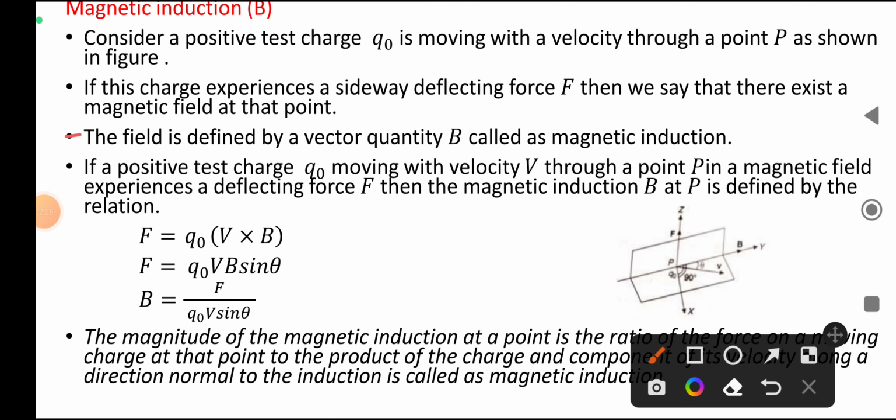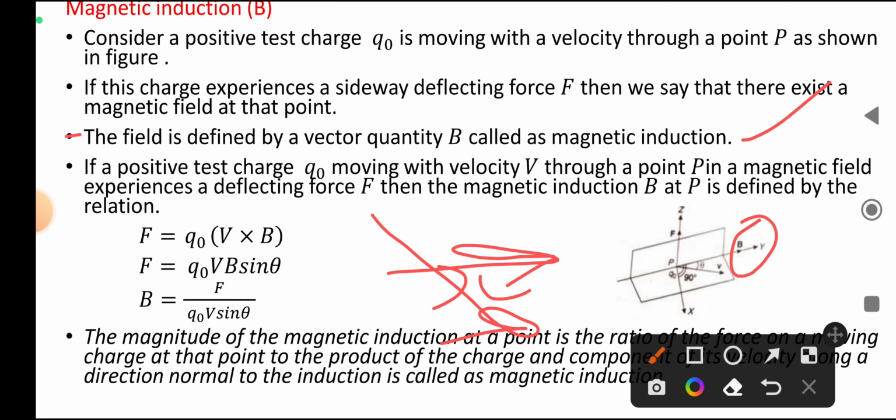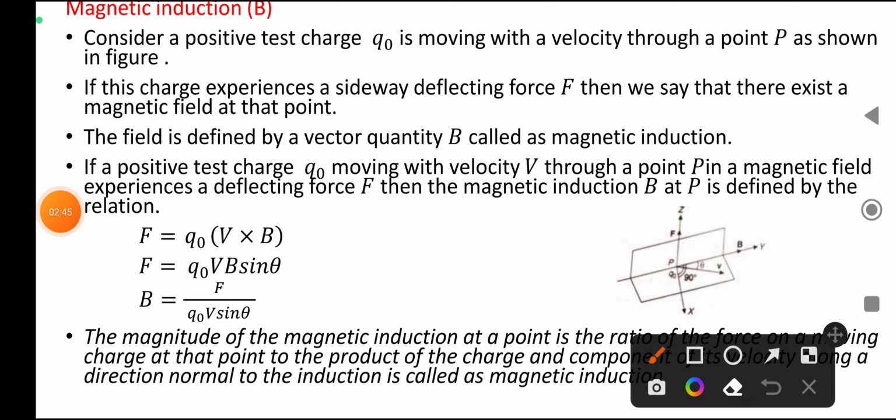Next, the field is defined by a vector quantity B called magnetic induction. Here, along the y direction is B, so the field direction is like this. The particle is traveling in this direction with angle theta. If a positive test charge q naught moving with velocity v through a point P in a magnetic field experiences a deflecting force F, then the magnetic induction B at P is defined by the relation F is equal to q naught into v cross B.